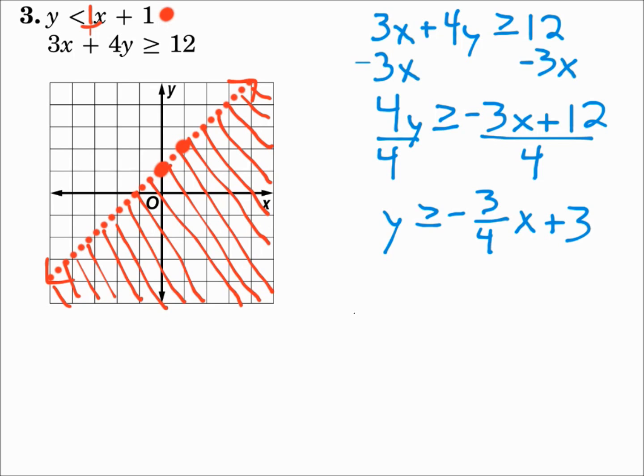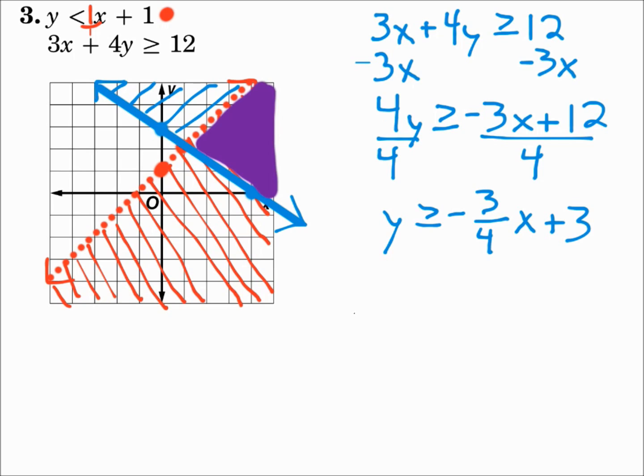Now I can graph that with blue. It has a y-intercept of 3 and a slope of negative 3/4, so we'll go down 3, right 4. y is greater than or equal to, since it's equal, it's a solid line, and since it's greater, it's shaded above. The solution is where they overlap, which is right there.